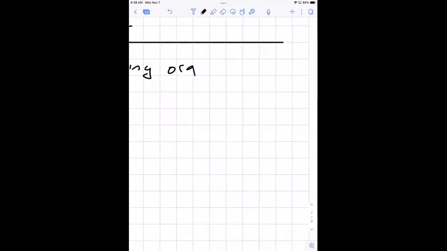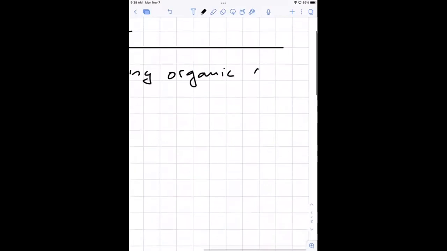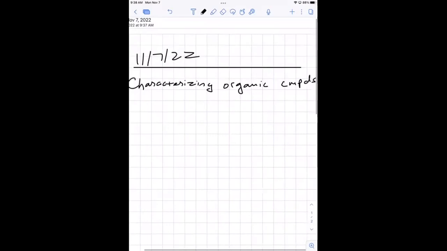Characterizing. The good thing is you've already seen NMR, right? You've already seen infrared. So that's awesome that we've already seen that in lab. This will be a review and a little bit more detail with the NMR and the infrared, but the fact that you've already been exposed to it means a lot. So now you're not green, right? You're actually coming in with some experience.